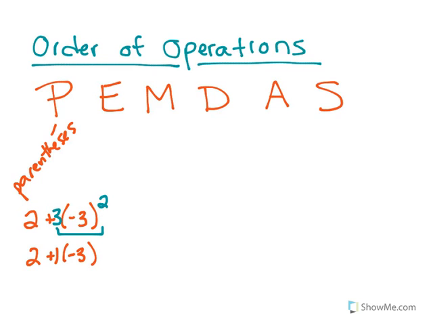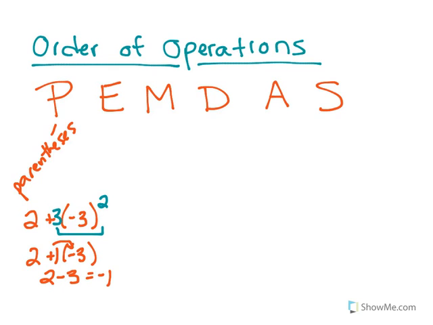So we know that there's a 1 outside of the parentheses if it's just a plus or a minus. If you want to go ahead and follow through with your distributive property, +1 times -3 is just -3. So this whole thing just becomes 2 minus 3, which is -1. So be careful with that.